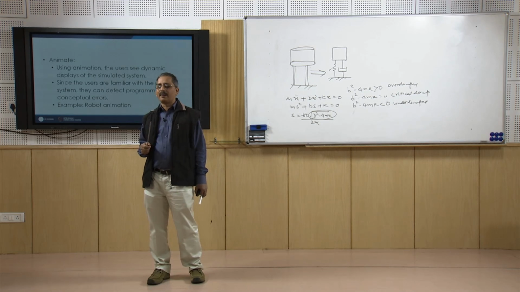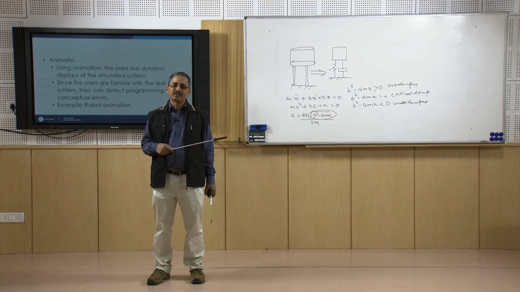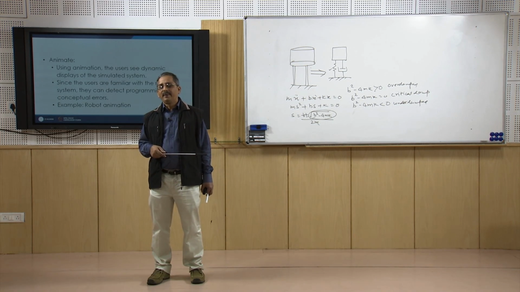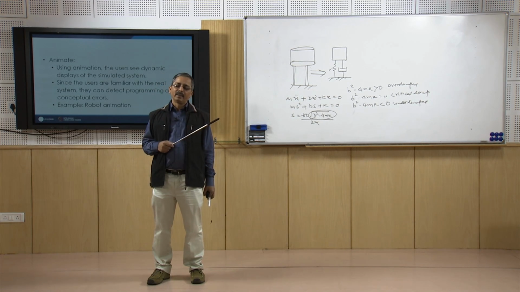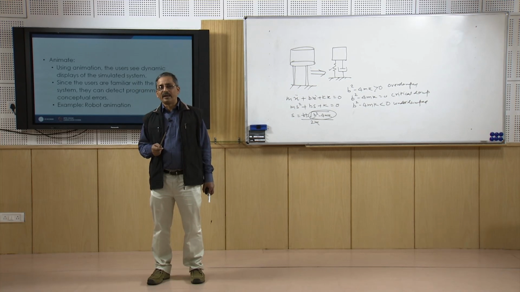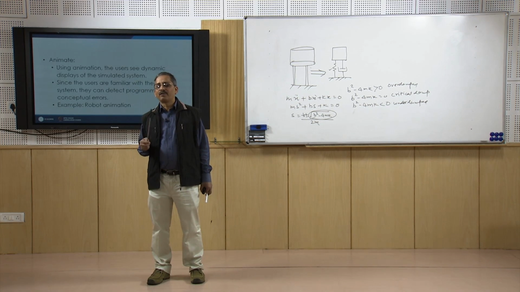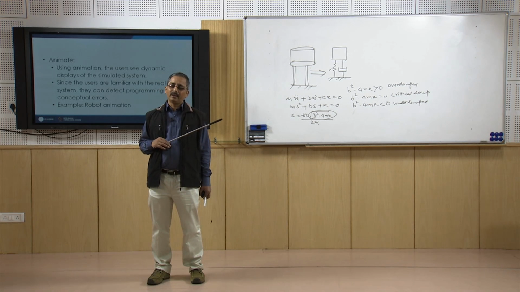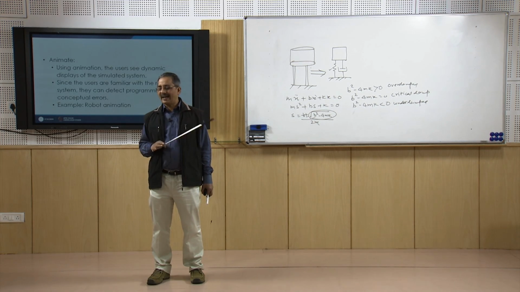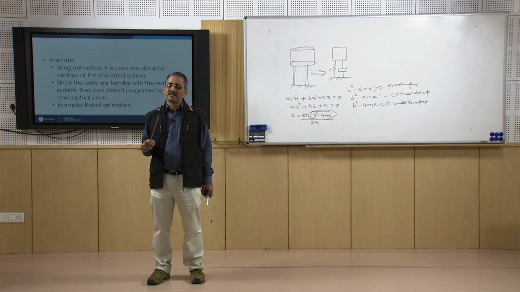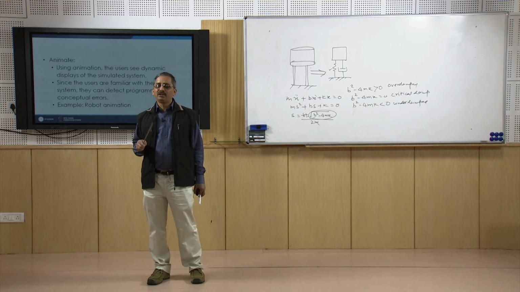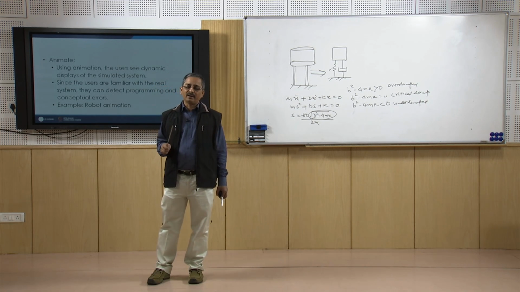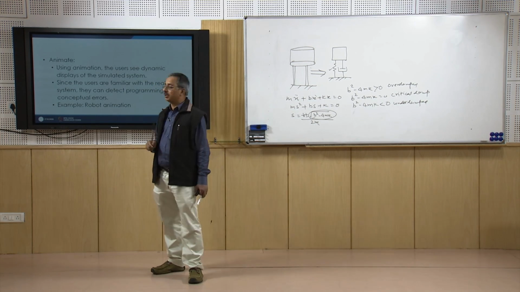I can give you an example of animation for robot motion: how links are moving, how joints are moving, where your end effector is going. If you want to simulate all those things, the simulation may not give a very nice representation of what is actually happening. Rather, if you do the animation of it, then you will observe what actually is happening with your system.